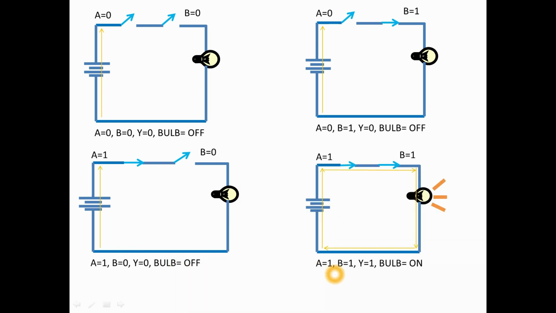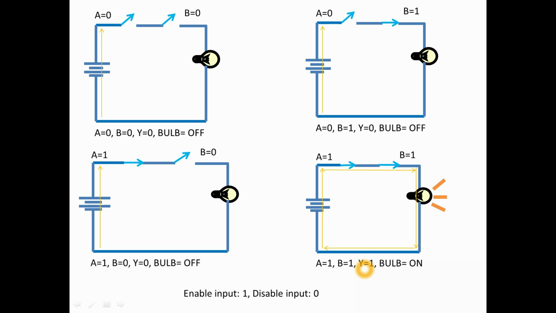When A is equal to 1, B is equal to 1, the two switches are in closed state, then current flows through these switches A and B to the bulb, then the bulb is in on state, that is the output is logic 1. When A is equal to 1, B is equal to 1, output is logic 1.